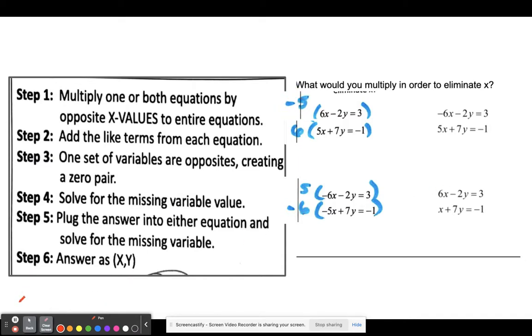Now, in the next one, you'll notice that this one is negative and this one is positive. So they're different signs, and that's what I want, right? I already want them to be different signs. So now when I multiply that 5 and 6, I don't actually multiply by another negative, because they're already going to be opposites when I distribute.